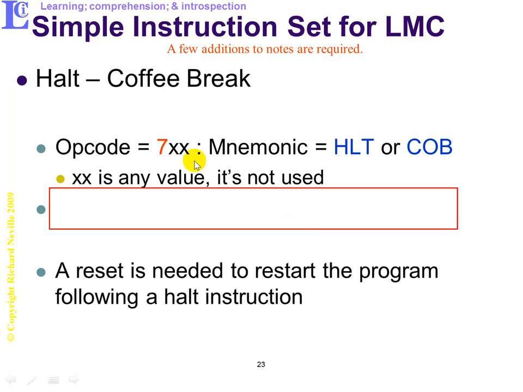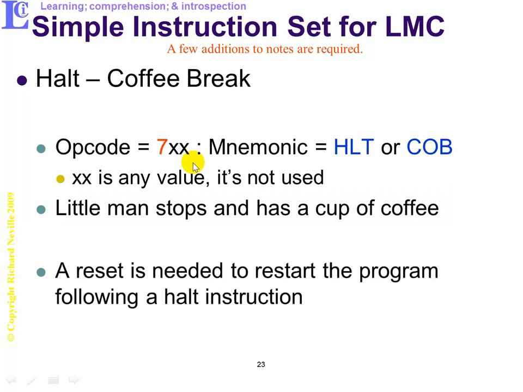Now we're nearly there. This is the last instruction. It means stop. 7 is the numeric value that the machine understands. HLT or COB, halt or coffee break, means the end of the program. So what this means is, when the little man picks up an instruction 7XX, the little man will stop, have a cup of coffee, and the program has ended. If we need to restart, we must physically press the reset button, which will reset the program counter to 0. There's no operation code to do this.